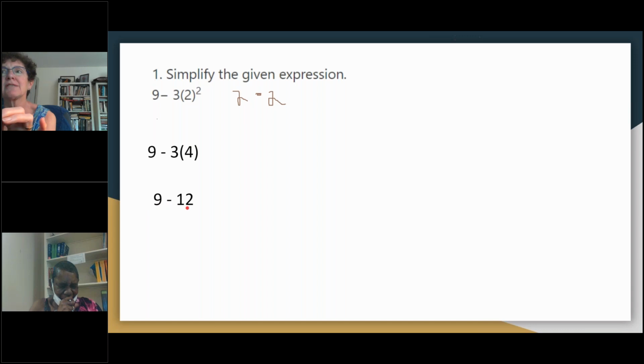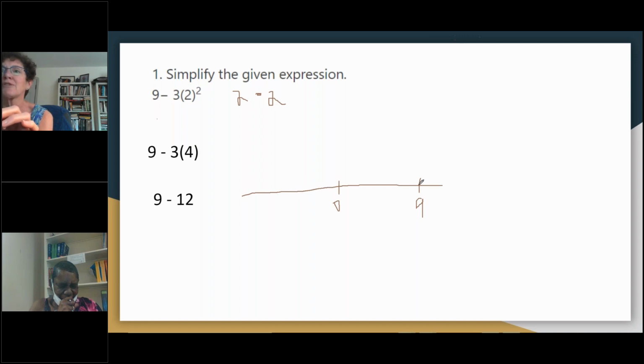9 minus 12. It's negative 3. Have you worked with negative numbers yet, Janice? Yeah, I did have some. Okay, well, I'm going to draw you a quick number line. This is 9, and this is 0. It's not my best, but anyway.